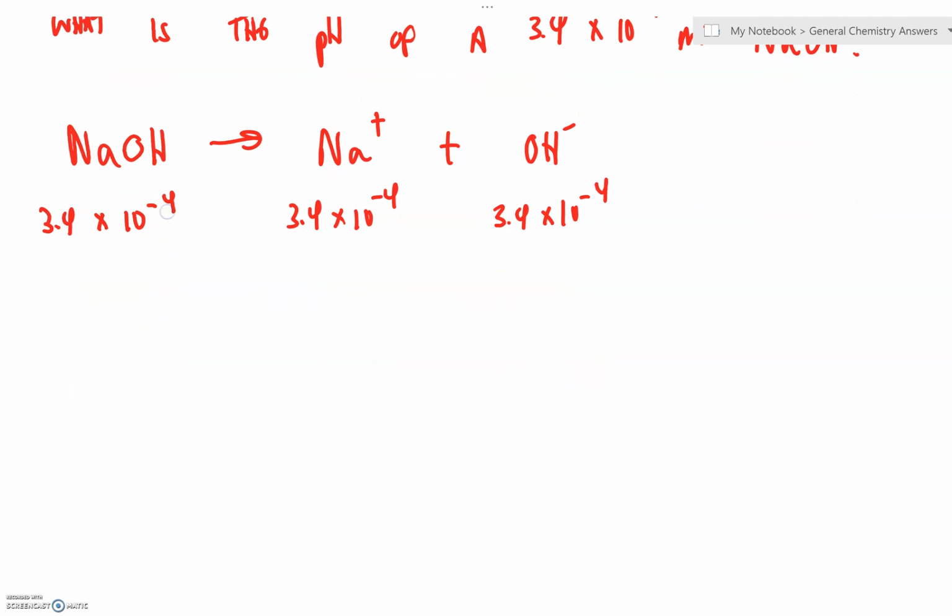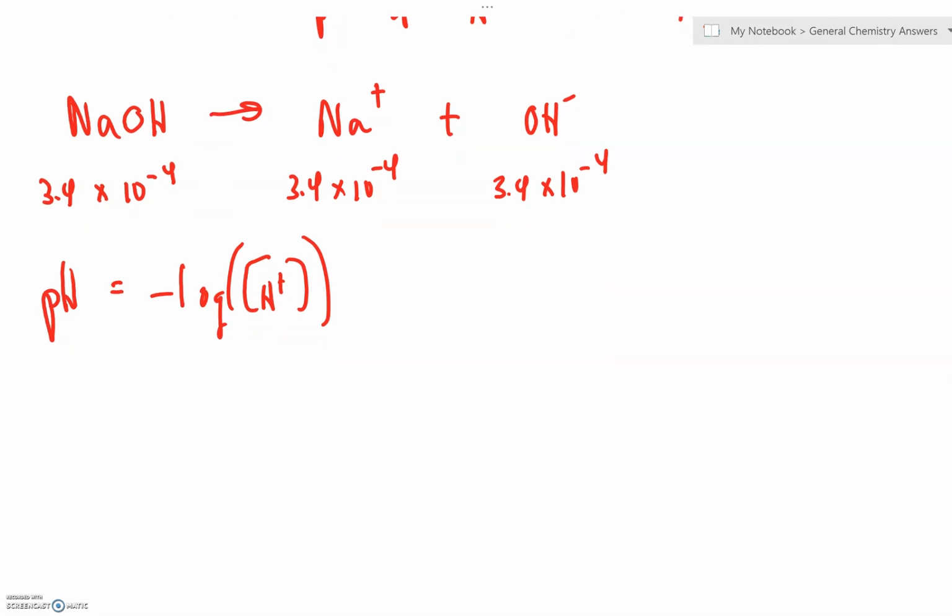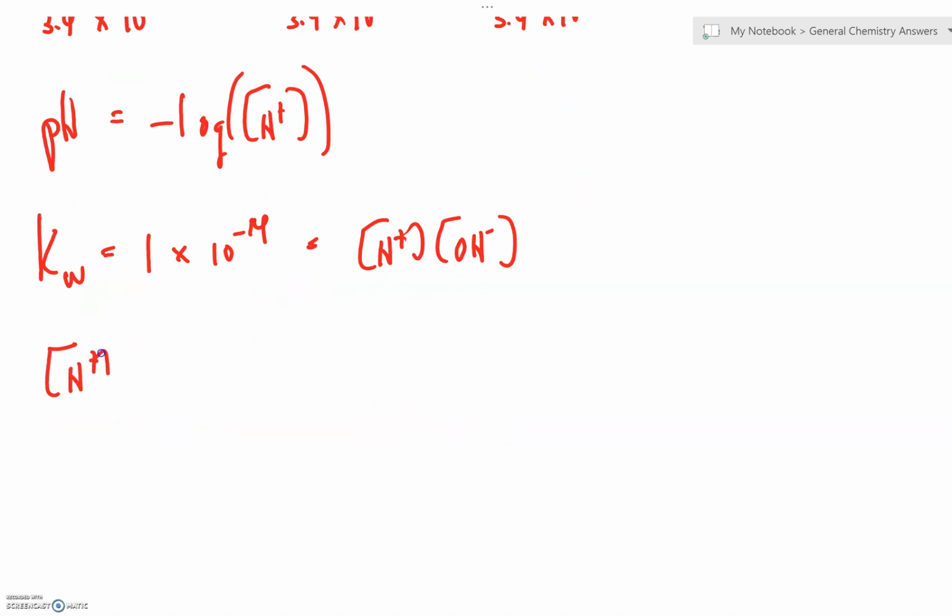Well, we want to plug it into our equation to find pH. It's equal to the negative log of the concentration of H+. But we don't have that. This is a base. How are we going to find H+ when it's a base which produces OH-? All the way back to the beginning of chapter 15, we know that Kw, which is always equal to 1 times 10 to the minus 14th, is equal to the concentration of H+ times the concentration of OH-. That means that H+ is equal to Kw, 1 times 10 to the minus 14th, divided by OH-.